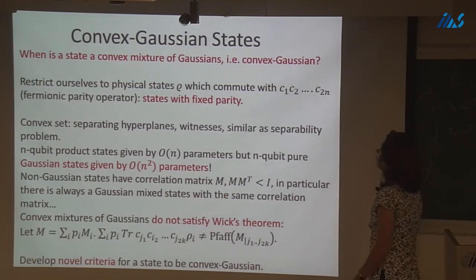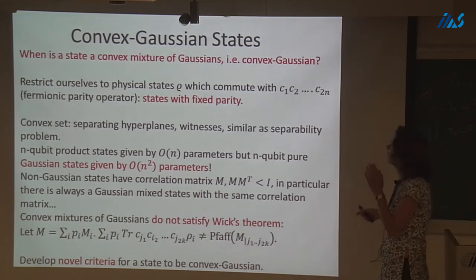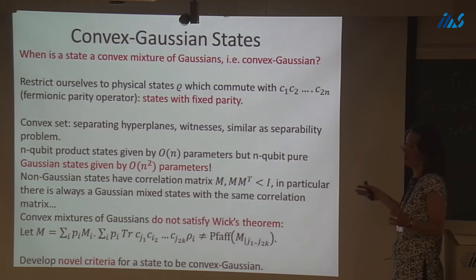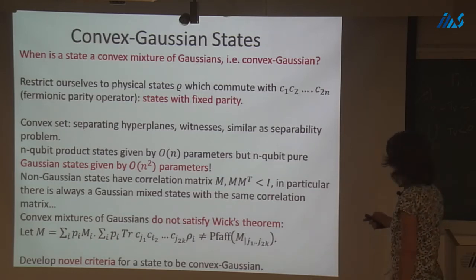Okay, so if you think about the fermionic Gaussian state as like the fermionic product state, then you say, well, when is the state a convex mixture of product states? Oh, well, that's the separability question, which you have answers to. So this is then a fermionic analogue of separability. So when is the state a convex mixture?